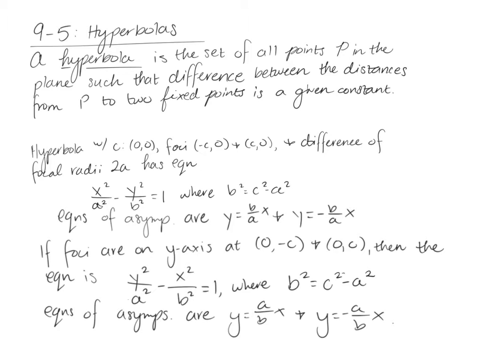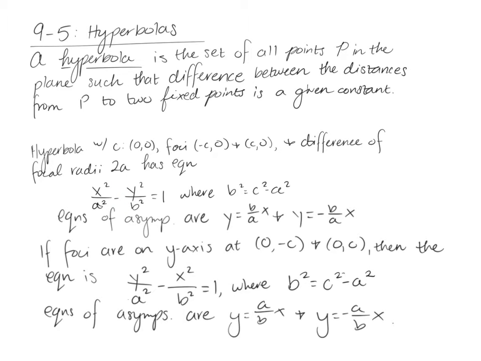So if we're given a hyperbola with center 0, 0, foci (-c, 0) and (c, 0), so that means that our foci are on the x-axis, and a difference of focal radii 2a, then the equation is x squared over a squared minus y squared over b squared equals 1, where b squared is equal to c squared minus a squared. So it's very similar to an ellipse. The difference is that minus sign in the middle, okay?